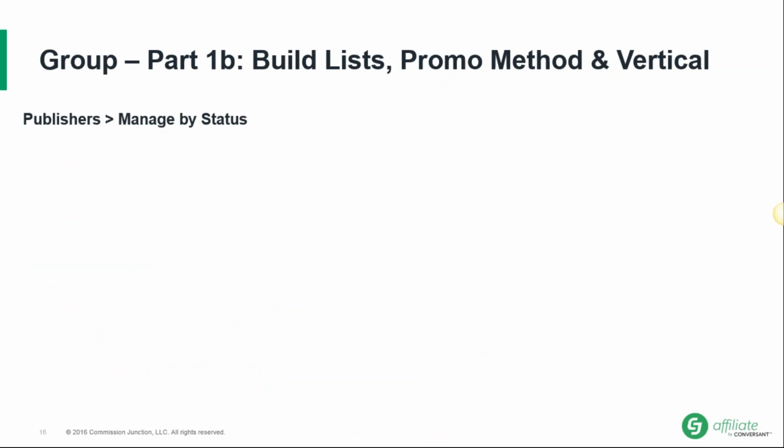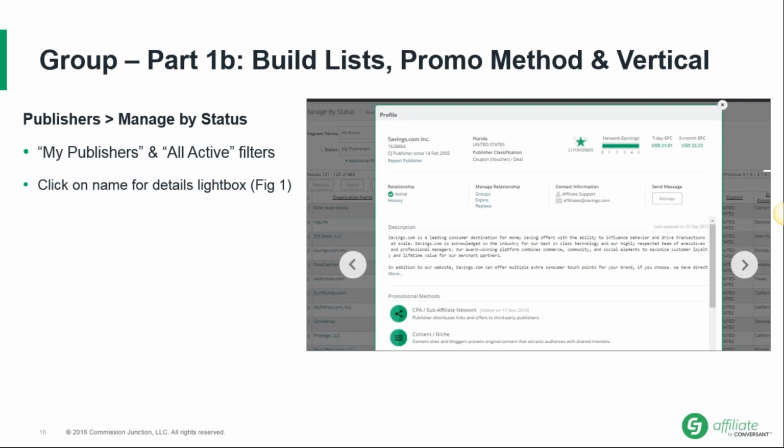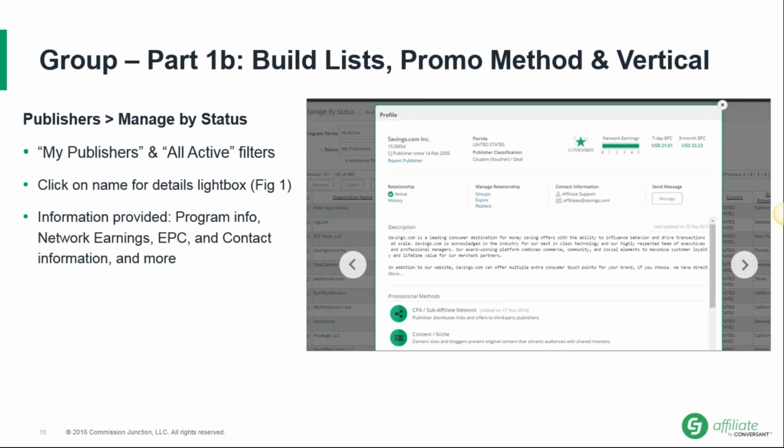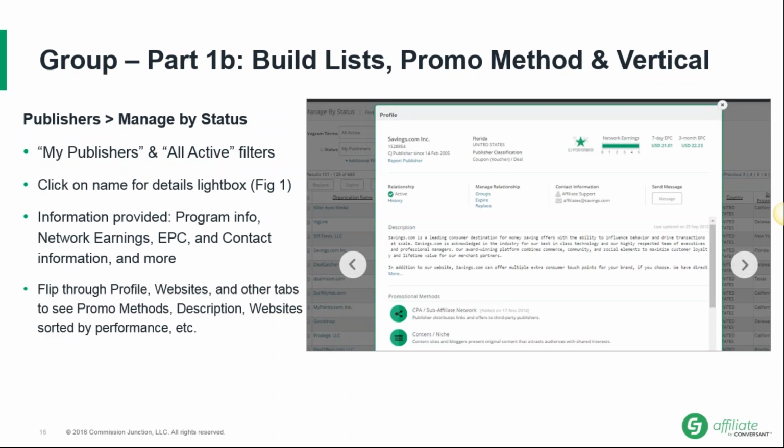To identify non-performance details, switch to the publishers area's Manage by Status page. Here you can use filters to pull up unique lists of publishers. Make sure you've got status set to My Publishers, to only see joined ones, and to have program terms set to all active to get your publishers in front of you. Clicking on a name of a publisher will bring up their details lightbox, and in the profile section, you'll see their description, promotional methods, and more. Click through the links on the website section to check out their main sites as well, sorted by network performance.